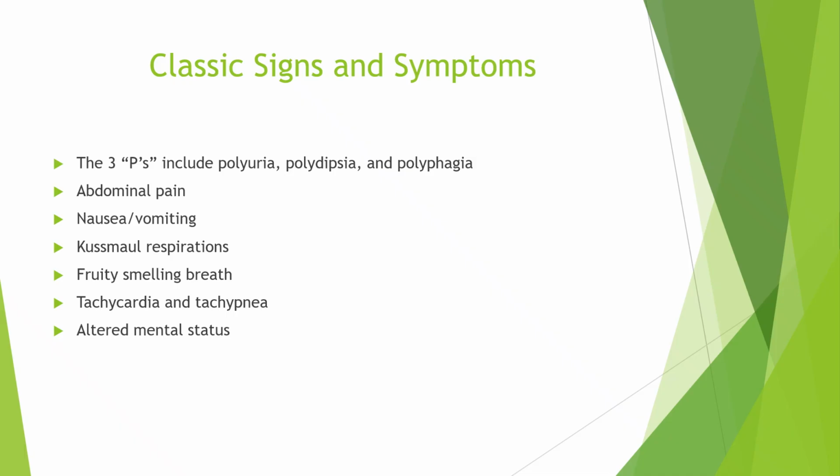Some of the classic signs and symptoms of DKA include the 3 Ps, which are polyuria, polydipsia, and polyphagia, which is frequent urination, increased thirst, and increased hunger. Abdominal pain, nausea, vomiting, Kussmaul's respirations, which is when you're taking deep, rapid respirations to blow off the CO2 to help balance out that acidosis. A fruity smelling breath, which is acetone. Tachycardia and tachypnea, which goes along with the Kussmaul's respirations. And in severe cases, you can have an altered mental status.